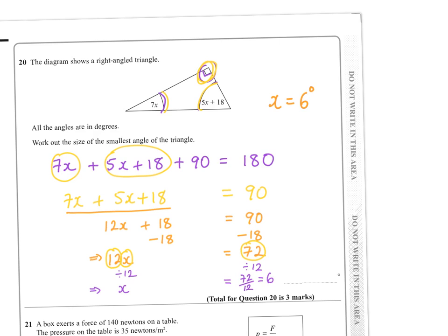And it says, though, we must work out the size of the smallest angle. So this angle here would be worth 7 sixes, which is 42 degrees. This angle here would be 5 times 6, which is 30, plus the 18, which is 48 degrees. And this angle here is obviously 90 degrees because it's already given. So the smallest angle of the triangle would in this case be 42 degrees. Okay?